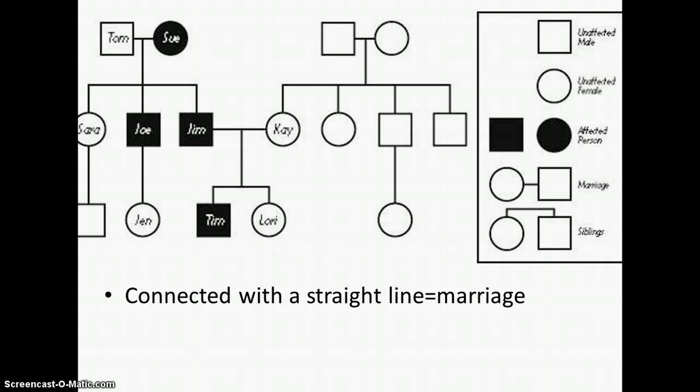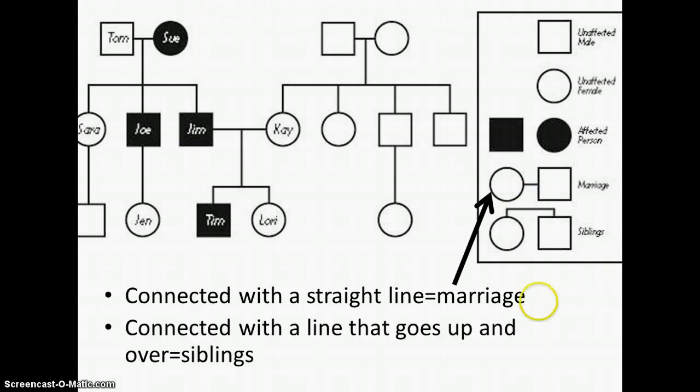If people are connected with a straight line, as it shows you right over here, they are married. If they're connected with a line that goes up and over, like shown over here in the key, it goes up, over, and back down, that means that they're siblings.